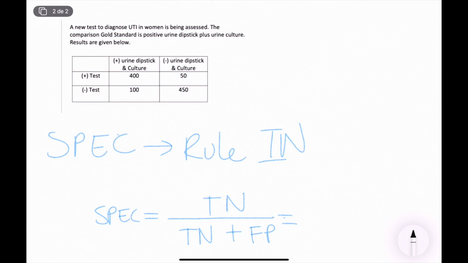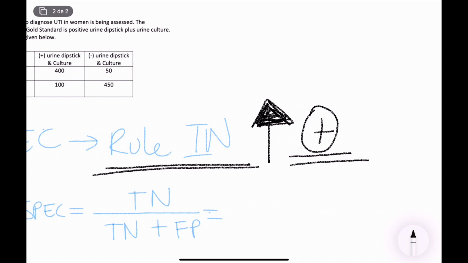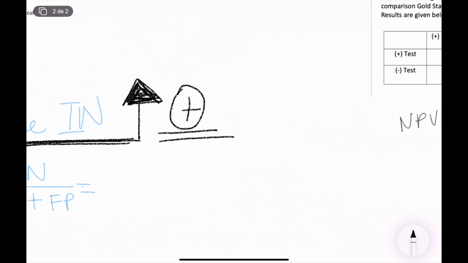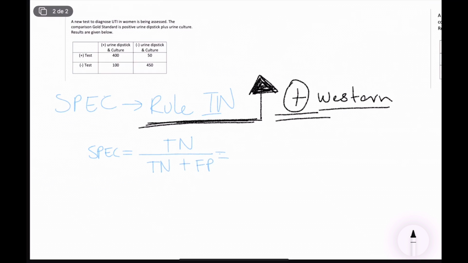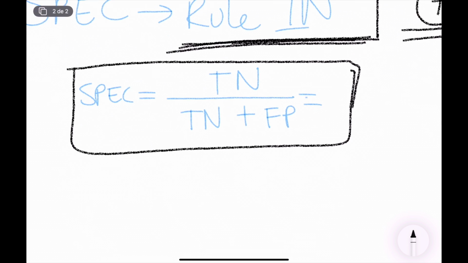The specificity is to rule in the disease. So when a study has high specificity, it is usually used in confirmatory tests. So when it is positive, the patient has the disease. It rules in, like a high specificity is Western blot, for example. So next, you have to know this formula to calculate the specificity.